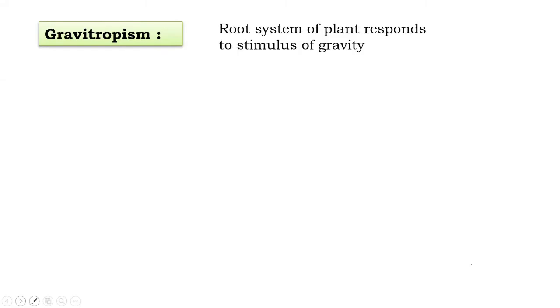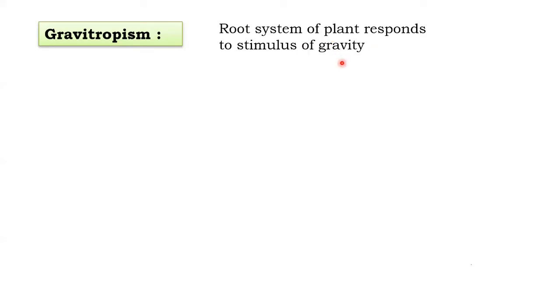Let's talk about gravitropism. Okay, so gravi refers to gravity and tropism refers to growth dependent movement, right? So if we sum it up, we come to know that gravitropism is a growth dependent movement in response to gravity. Fine, so let's talk about it. The root system of a plant responds to the stimulus of gravity.